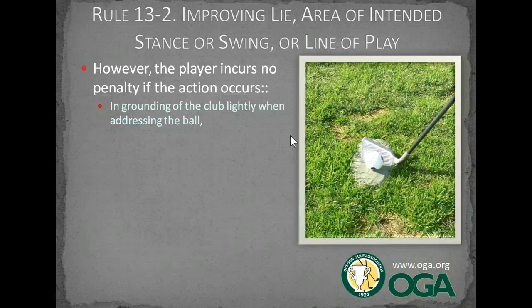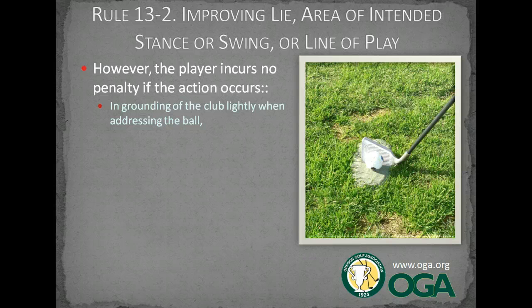This rule can get a little bit more complicated because there are things a player can do where there's actually no penalty. For example, grounding the club lightly when addressing the ball. Here's that dreaded sand-filled divot. If this player grounds the club lightly when addressing the ball, that may actually improve the lie of the ball, but because this rule says there's no penalty incurred, it's okay. Now if the player doesn't ground the club lightly and presses down and improves, that would be a problem.